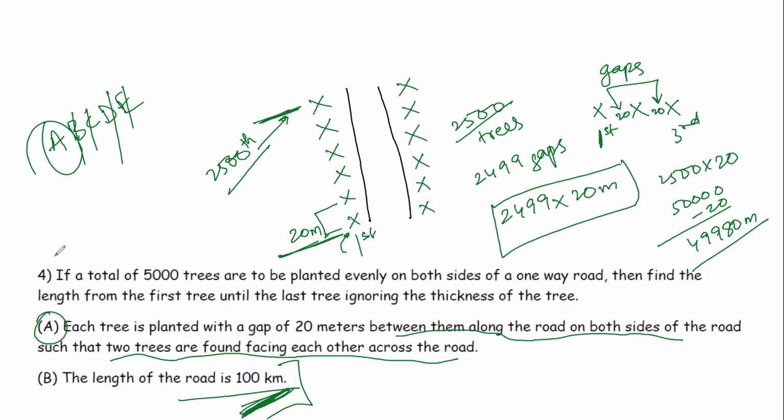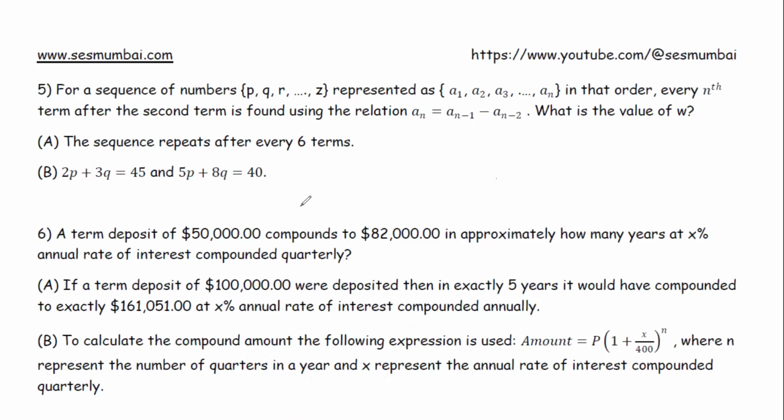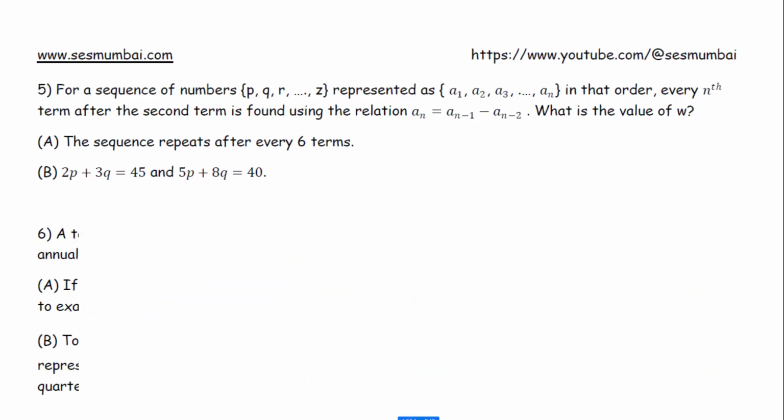Fifth question. For a sequence of numbers P, Q, R, dot dot dot up to Z, represented as A1, A2, A3, dot dot dot up to AN, in that order, every nth term after the second term is found using the relationship given here. So what is the value of W?